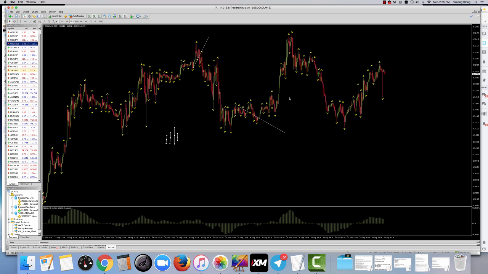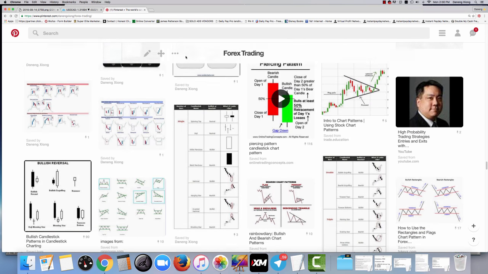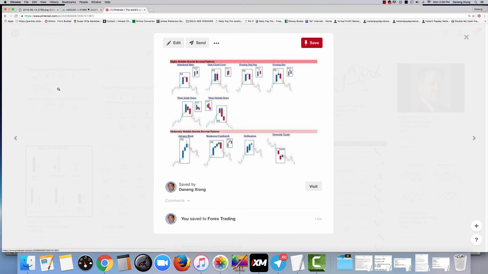But first and foremost, I would have to say, if you want to really find the good entries, of course, you want to know about the candles and candle reversal patterns and stuff like that. I have a whole bunch on my Pinterest account here. You can go ahead and take a look at those. You look at all the different candlestick patterns, such as the abandoned baby, dark cloud cover, evening doji star, evening star. These are the reliable bearish reversal patterns, the hammer, reverse hammer, the hanging man, shooting star, and things like that, and you can enter through there.